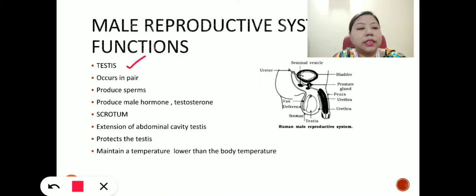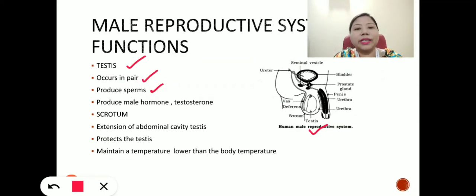Testes. So testes in the diagram is here. It is present outside the body of the male. And why is it present outside the body of the male? Because the main function of testes is to produce sperms, and sperms cannot be produced at the temperature of the normal human body. The temperature at which the sperms will be produced is 1 to 3 degrees less than the normal body temperature. So it is present outside the body, and it occurs in pair.